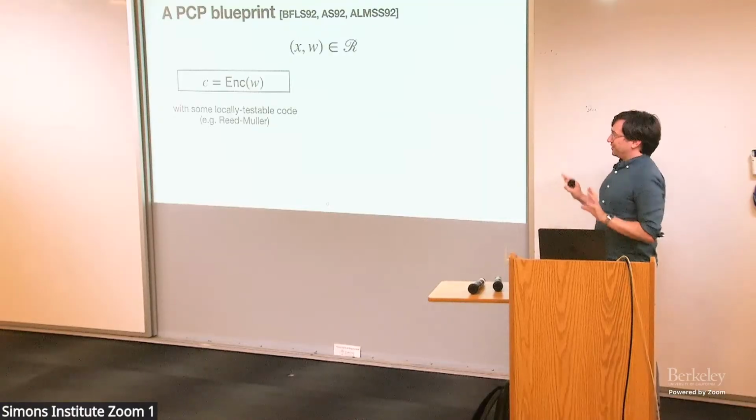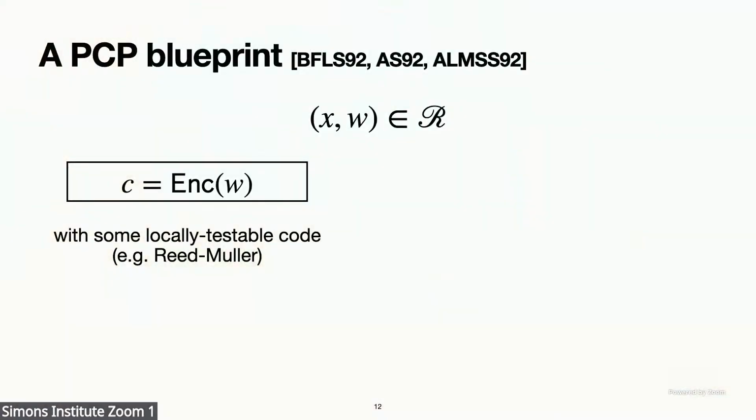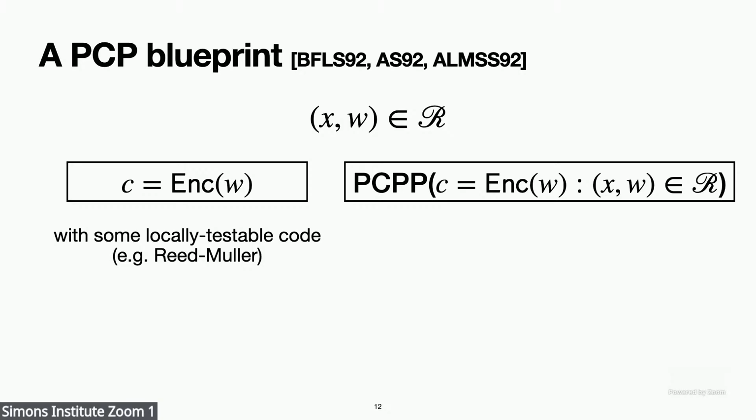This is a sketch, but this is broadly how it's done. First you take your witness and you encode it with some locally testable code, for example, the Reed-Muller code. And then you say, okay, now I have this encoding. I'm going to attach to it a proof of proximity for this relation. So it's going to be a proof that the thing that is encoded over here is at least close to an encoding of a witness such that (x, w) is in R. So I break down my problem into these two parts. I encode the witness, and then I prove something about the encoded witness.